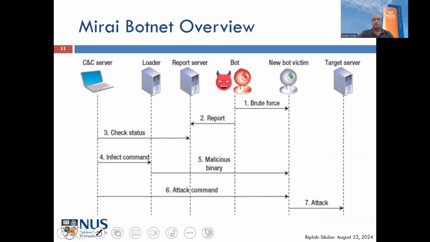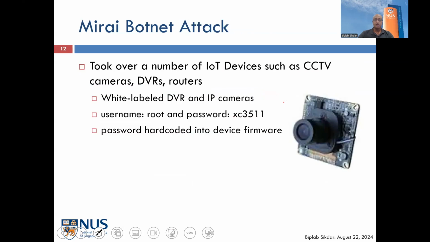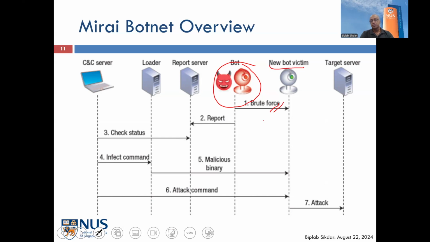Let's say the attackers are able to compromise a particular IP camera. Then it tries to find other victim bots. In this case, they brute forced their way into the new victims by trying out a dictionary of attacks, for example, usernames and passwords that are known. So you have a dictionary of these, and then you use it to brute force your way into new victims.